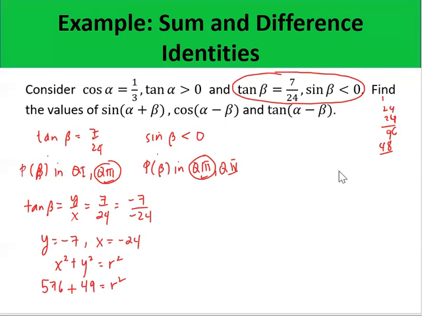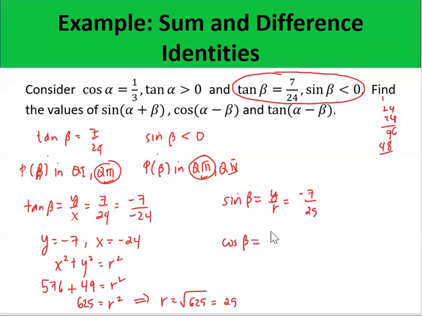So 576 plus 49 is 625. So r squared is 625. So this means that r is equal to the square root of 625, which is equal to positive 25. Note that we did not write the positive negative sign anymore because r is always positive. So in here, we need to get the value of sine beta. Sine beta is y over r, which is equal to negative 7 over 25. And then cosine of beta is equal to x over r, which is negative 24 over 25.